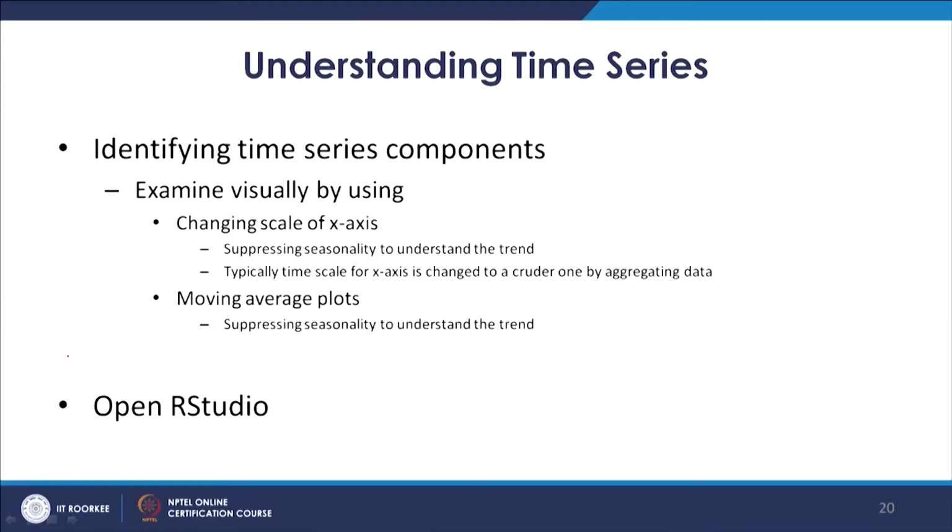The next point is about moving average plots. This particular point actually does the same thing. If we create moving average plots, that would also suppress seasonality and help us in understanding the trend component. This point is more related to what we are going to cover later in this module, that is smoothing methods. The moving average plots are essentially part of that particular technique. We will discuss more on this point in those lectures.